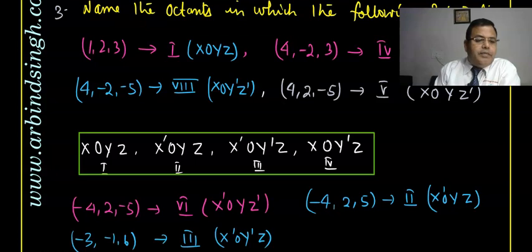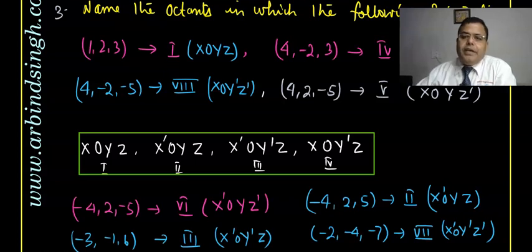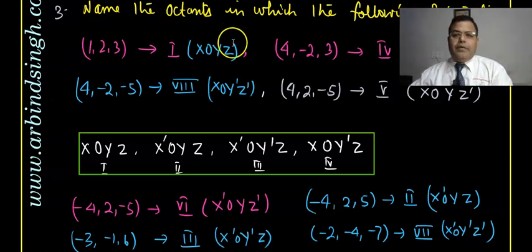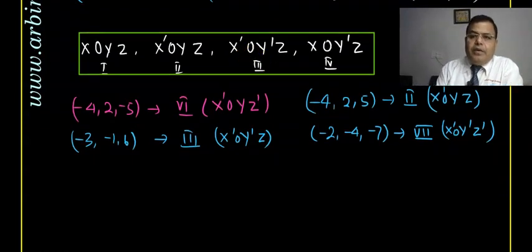Now the next point is minus 2, minus 4 and minus 7. That is nothing else but x dash, y dash and z dash. All these are negative, so in which octant? That is the 7th octant. So all these points are described here, and hopefully you understood how and where and why they lie in which octant.